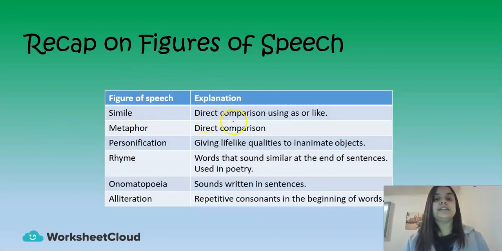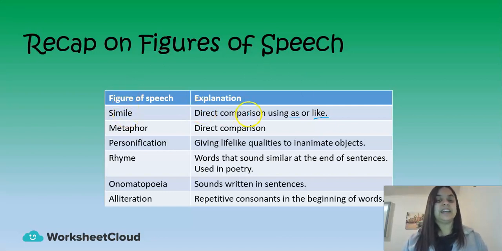Simile is a direct comparison using as or like. I'm going to underline this because as or like is very important in a figure of speech sentence or a poem, because simile and metaphors can often get confused with one another. And that's based on the fact that the one has as or like and the other one does not. But they are both direct comparisons. And because they're both direct comparisons, it's easy to get confused between the two.